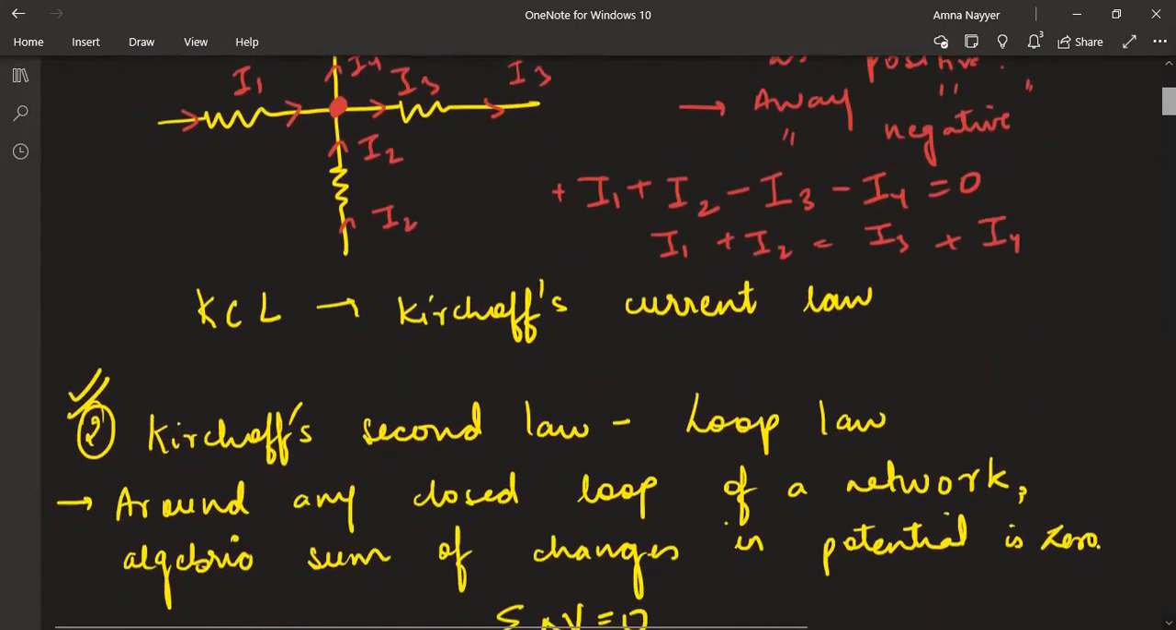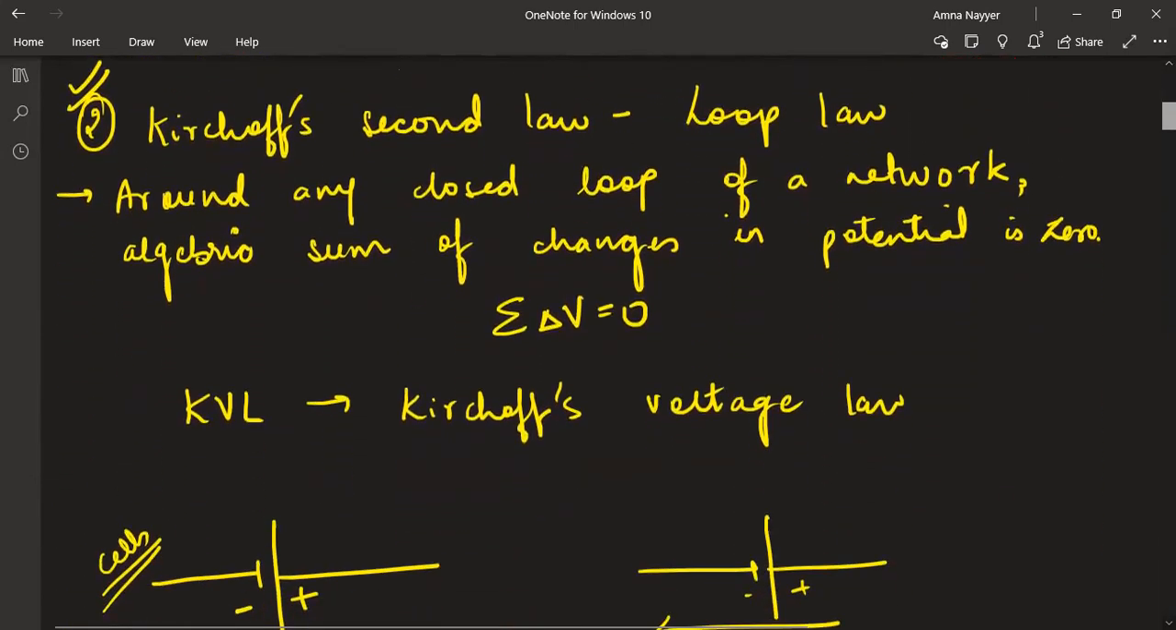The first law is also known as Kirchhoff's current law, KCL. Then you have KVL, which is Kirchhoff's voltage law. Kirchhoff's second law is also known as the loop law. So here net potential is zero. Mainly we use this also. We use both the laws to solve our answer. Around any closed loop of a network, the algebraic sum of changes in potential is zero. Whatever will be the sum of changes in potential, that will be equal to zero. Net potential, you will equate finally to zero.